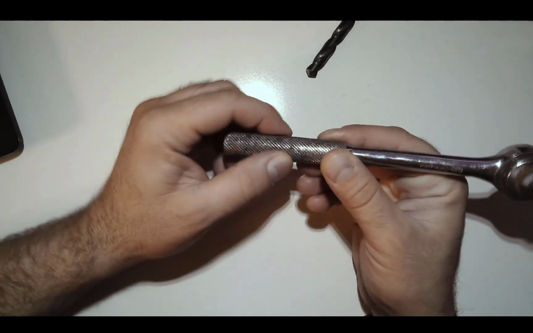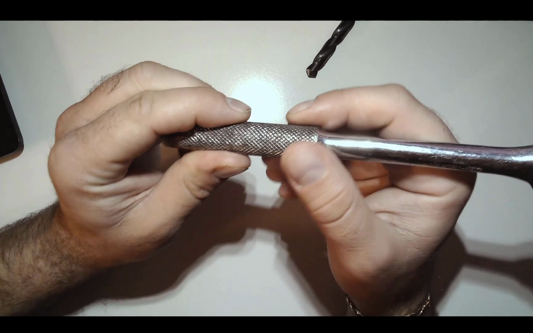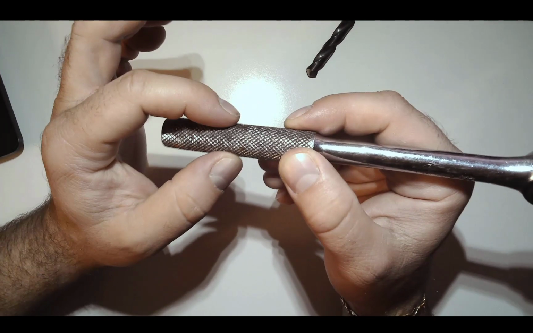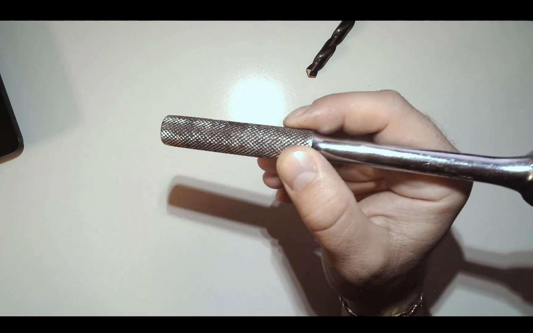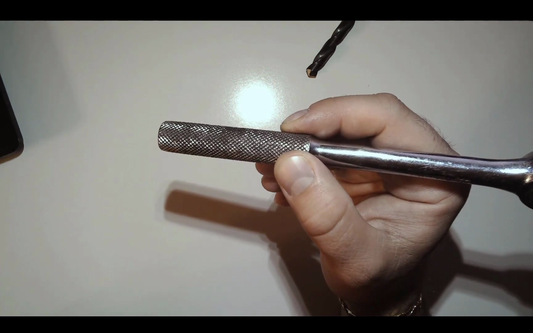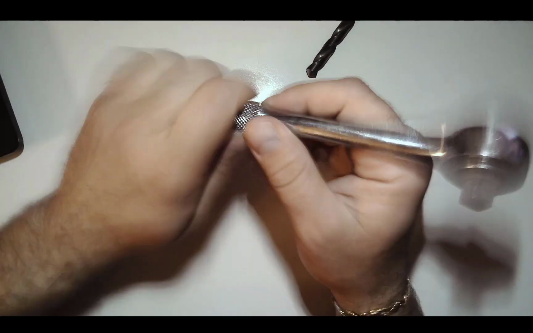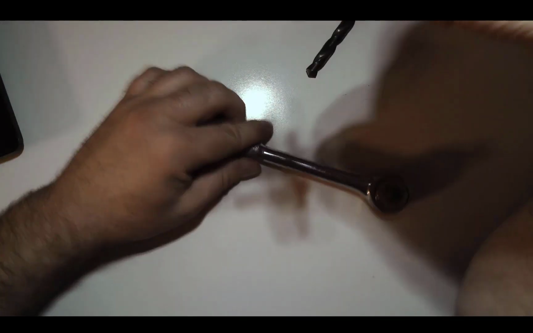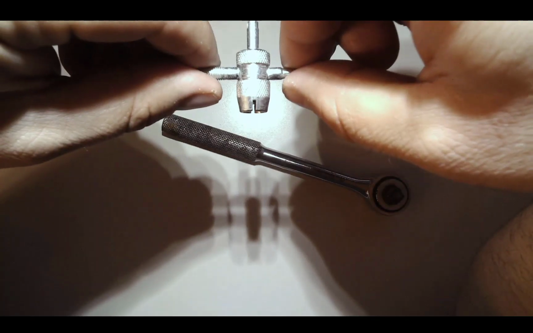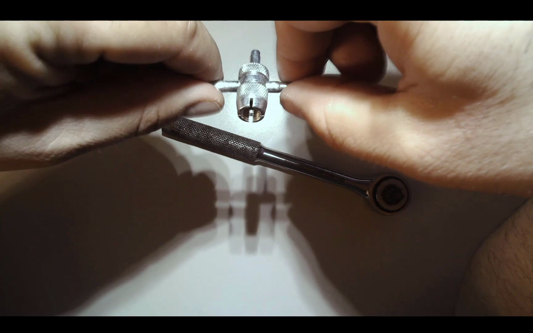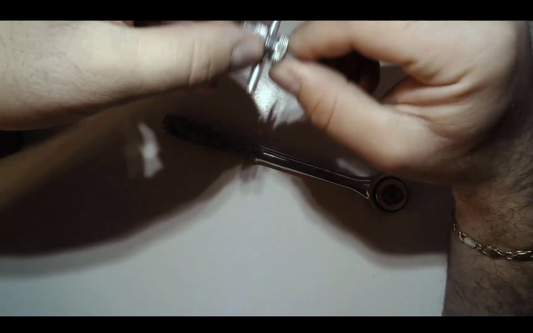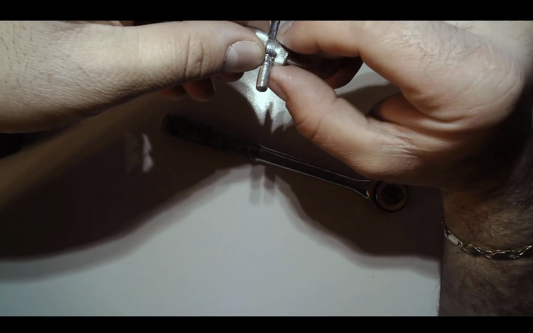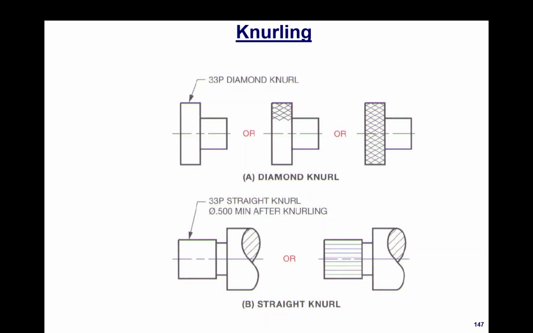When we knurl something, because of the nature of the process, we're actually increasing the diameter some amount, because theoretically we're displacing material. So this just allows us to provide some grip. Here's a valve stem removal tool. Again, this thing is knurled, so it has some grip when we're using the tool. So that's knurling. So we can do straight knurling or a diamond pattern.